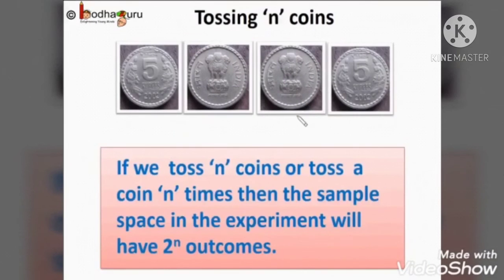So remember, if we toss 3 coins or toss a coin n times, then the sample space in the experiment will have 2 to the power n outcomes, and this way you can be sure that you have covered all the possible outcomes in a given case.